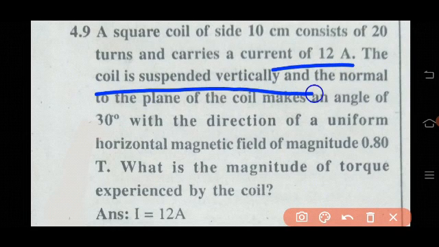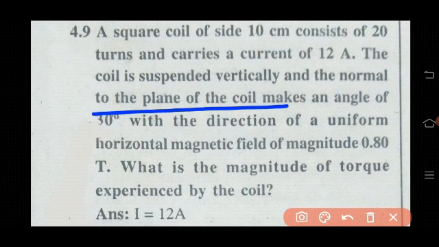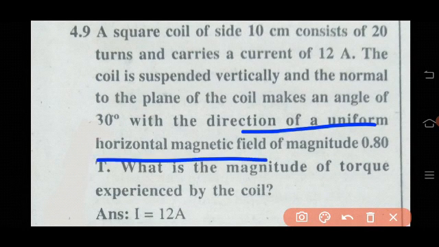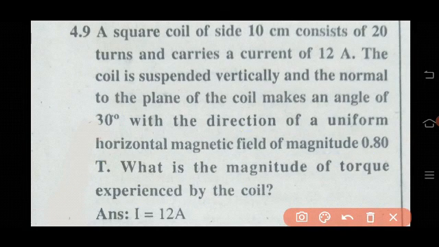The coil is suspended vertically and the normal to the plane of the coil makes an angle of 30 degrees with the direction of a uniform horizontal magnetic field of magnitude 0.80 Tesla. What is the magnitude of the torque experienced by the coil? We want to find the torque.